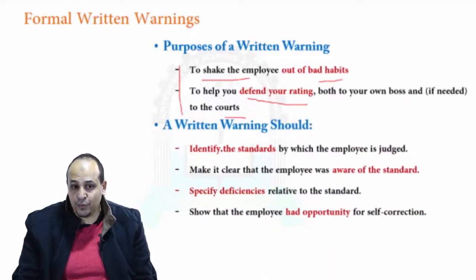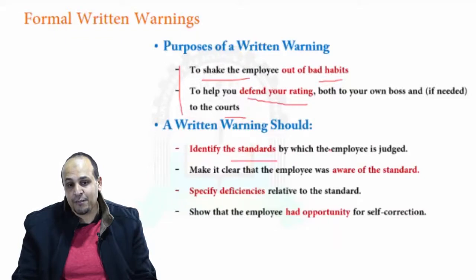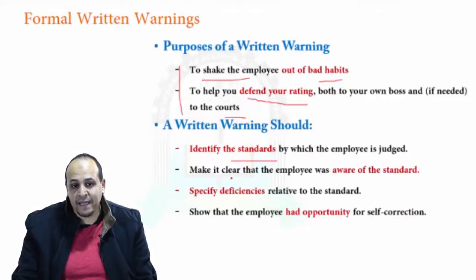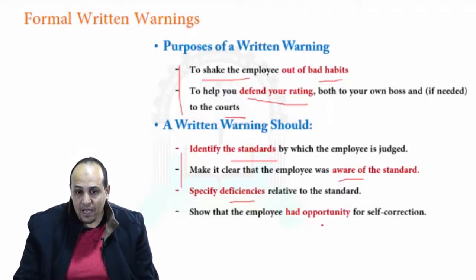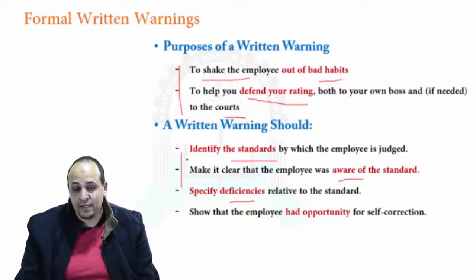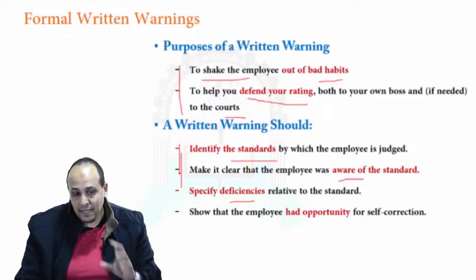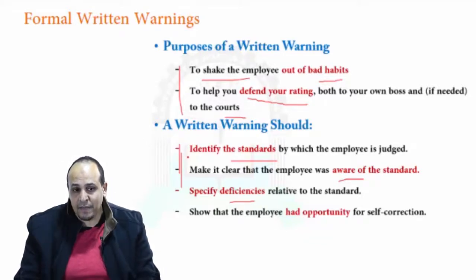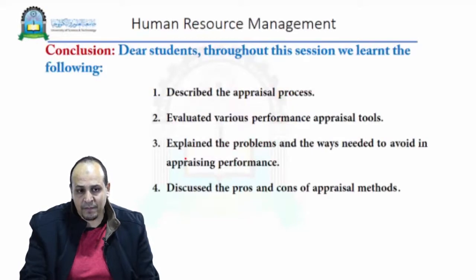So a written warning should, of course, identify the standards first by which the employee is judged. Make it clear that the employee was aware of the standard. Specify deficiencies of the employee relative to the standard. So we go systematically. And finally, show the employee he had the opportunity for self-correction. So by this, the company may not face any problems, or if this problem goes to the court, things will be justified, and as it was set systematically based on these steps, usually companies will face no problems.